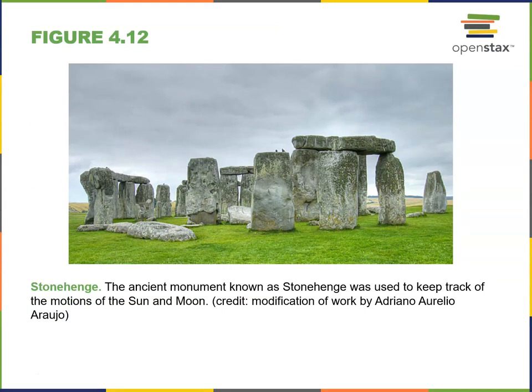Stonehenge is an example of an early solar calendar. Some of its stones align with important sunrises, like the solstices. It is thought to keep track of the movements of the sun and moon.